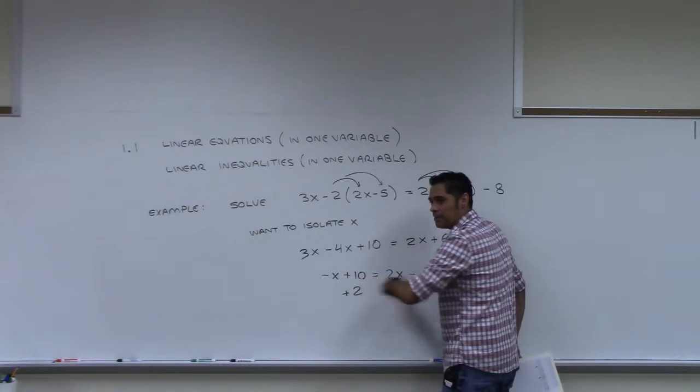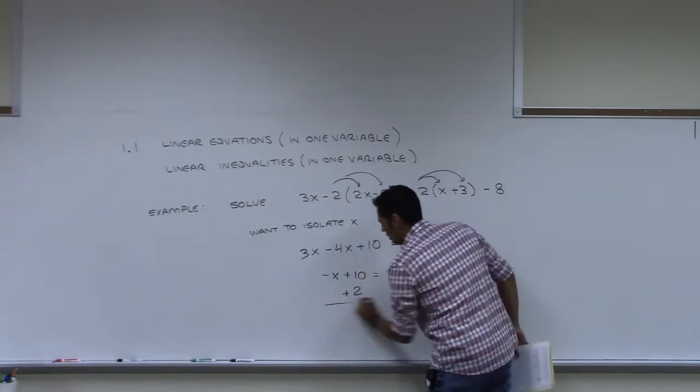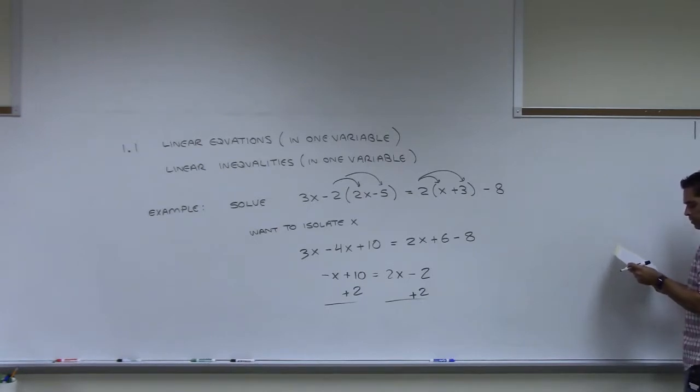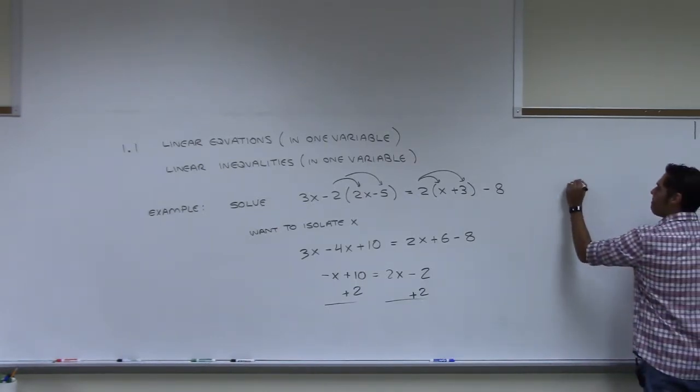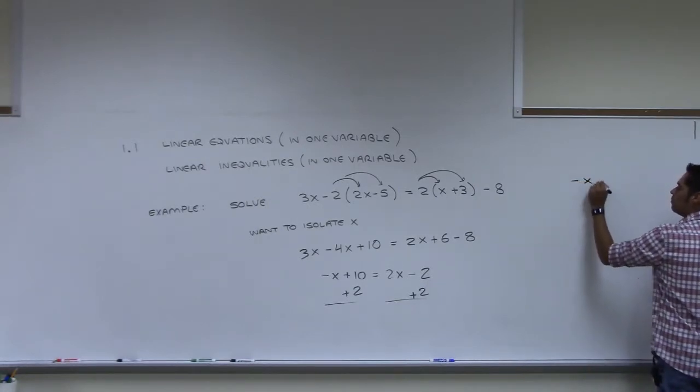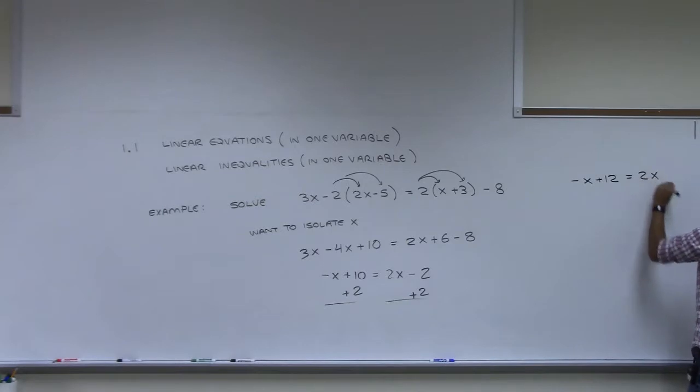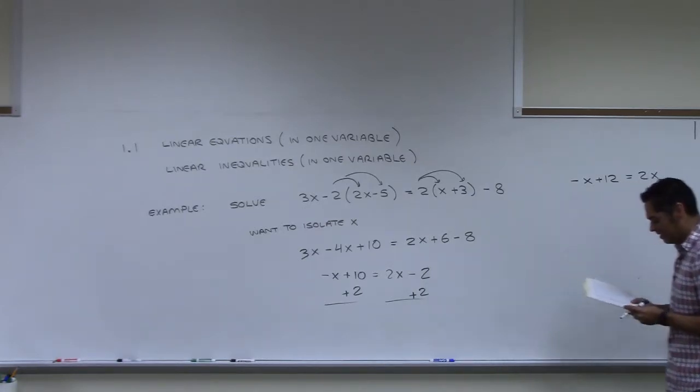Sometimes people will do the x's at the same time. Okay, so this is fine. We'll just add straight down. And Christian, what do you get? What's your next line then? It is negative x plus 12 is equal to 2x. Good, okay? Any questions there? Everyone's good? All right.